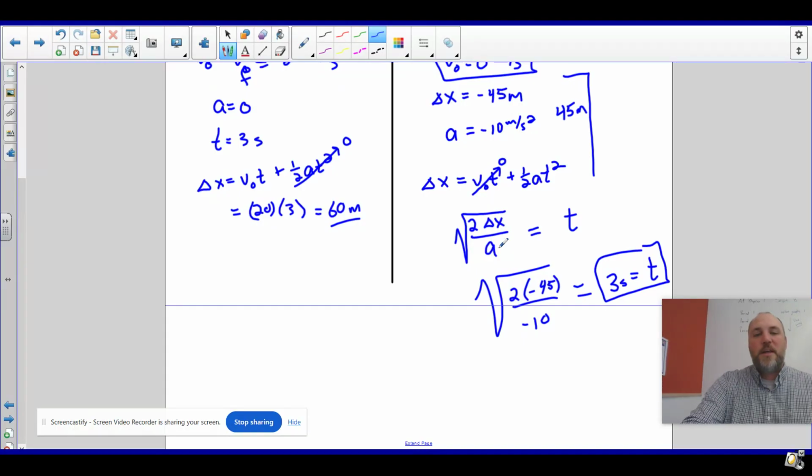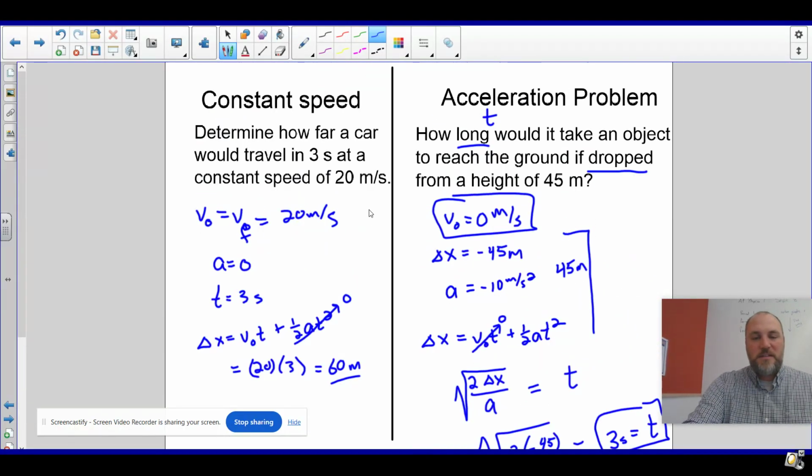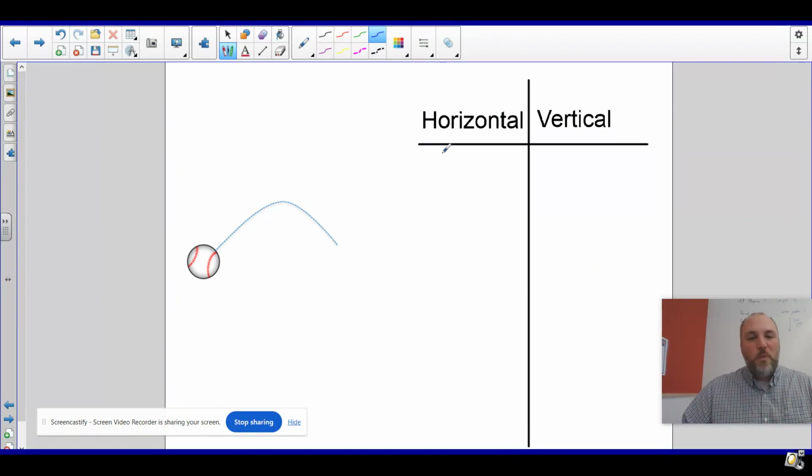Now, those are problems that you've done before, a constant speed and a free fall problem. Let's take a look at something more challenging. When we do two-dimensional motion, like a projectile, if you imagine the trajectory of something that's been thrown into the air, it's traveling in 2 dimensions. And that's a problem because our kinematic equations only work in straight lines. They are one-dimensional.